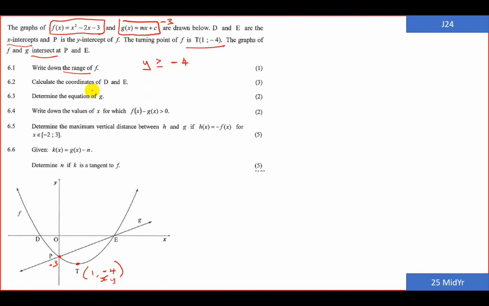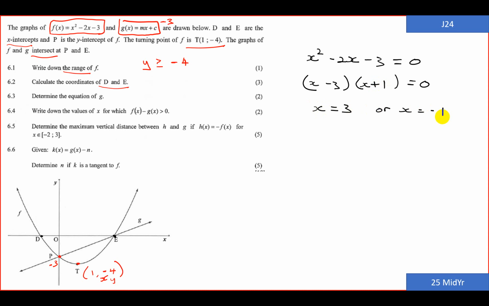The second question says determine the coordinates of D and E. Now if we look at the mark scheme there, it's a 3-mark question, so we've got to do some work. Looking at the actual graph, D and E are the x-intercepts, and all we do is let y be equal to 0. So we take x squared minus 2x minus 3 and equate it to 0. We are going to factorize that. The factors would be (x minus 3)(x plus 1), which solves to x being 3 or x being negative 1.